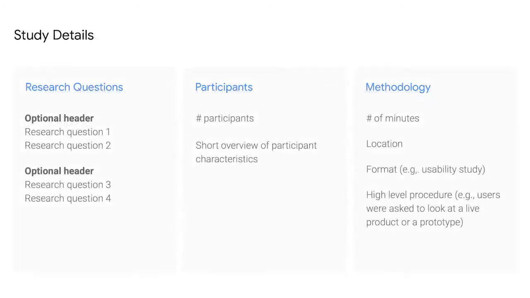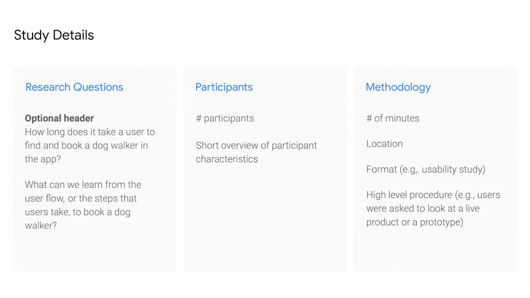I'm going to refer to my research plan again to complete this slide quickly. I'll start by updating the first column with our two research questions. How long does it take a user to find and book a dog walker in the app? And what can we learn from the user flow, or the steps that users take to book a dog walker? We only have two research questions, so I'm going to delete the optional headers.